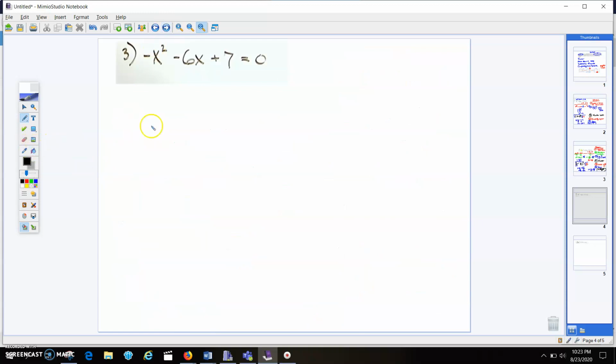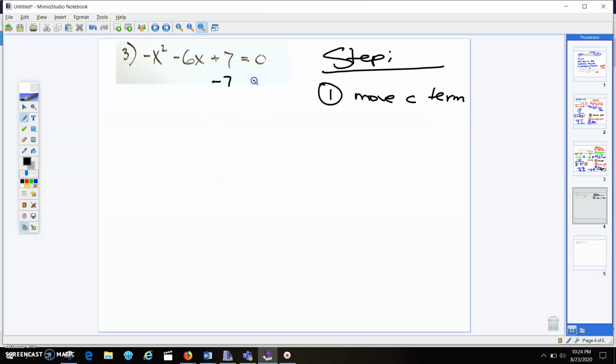All right, on the next one, what's going to happen is you've got this negative term out front. So you're still going to follow your steps. So that first step is going to be to move your C term to the other side. Okay, and this time it's a plus, so we're going to actually subtract that 7 and move it to the other side. So this is going to give us negative x squared minus 6x plus blank equals negative 7 plus blank.